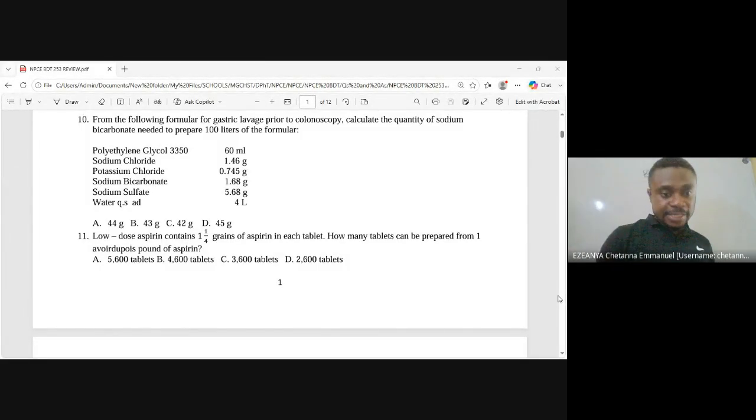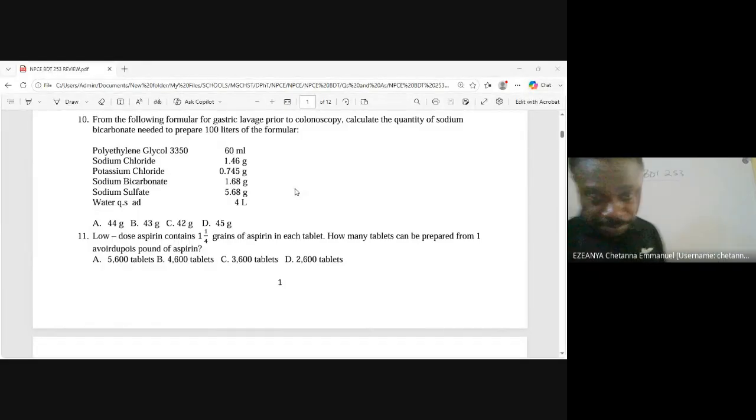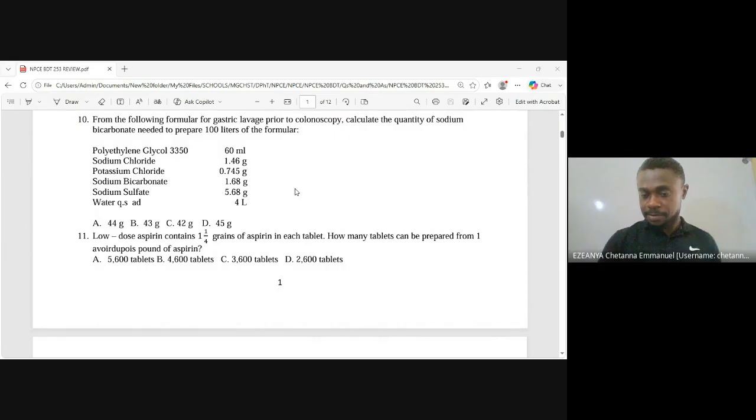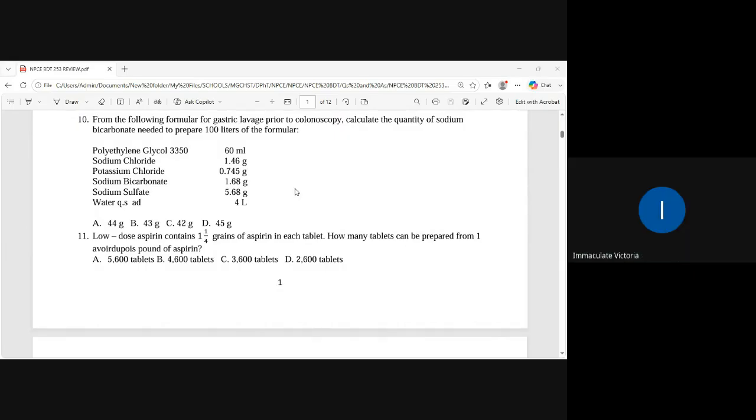All right, so let's continue. Today we'll continue from question 10. That's where we'll start from. Read the question. From the following formula of gastric lavage prior to colonoscopy, calculate the quantity of sodium bicarbonate needed to prepare 100 liters of the formula.